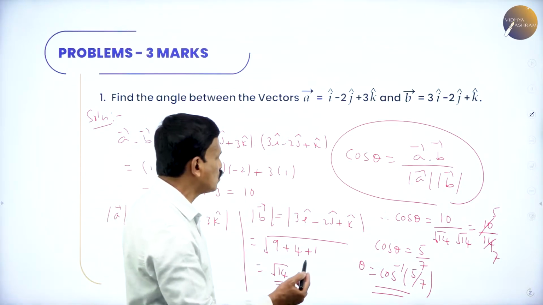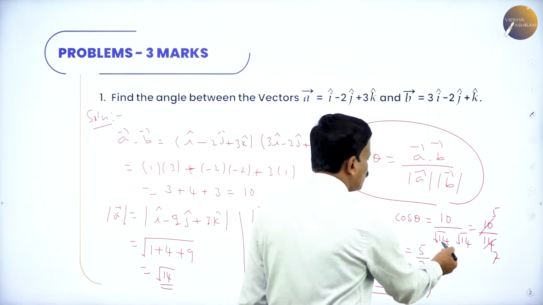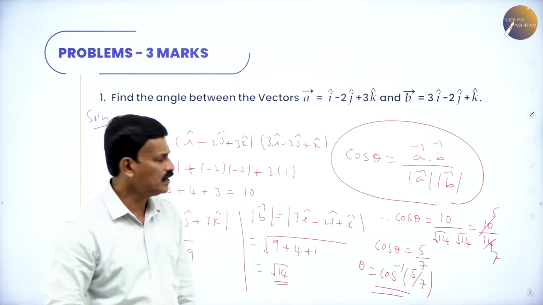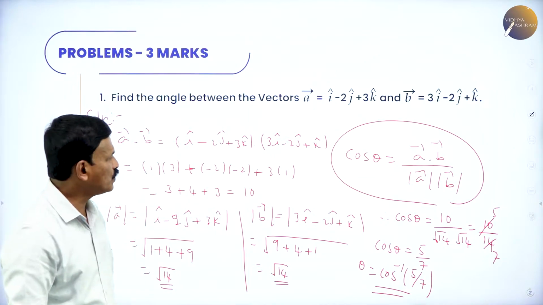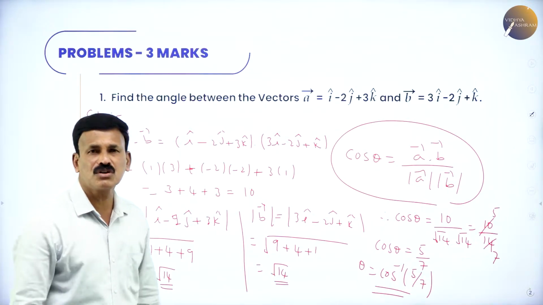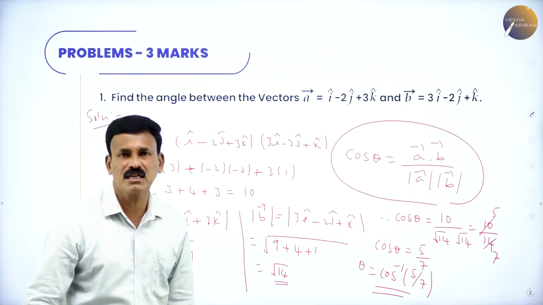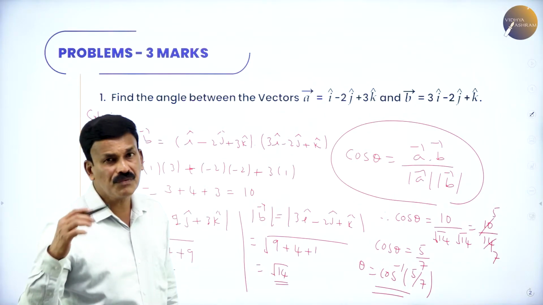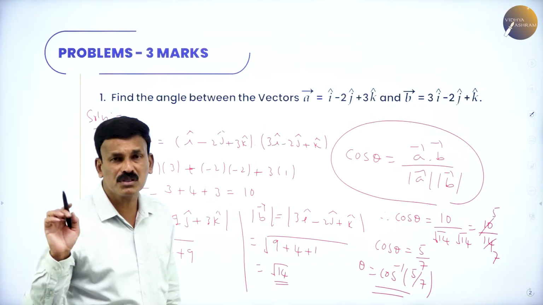Cos theta is equal to A dot B, 10, divided by length of A into length of B. Root 14 into root 14, that's equal to 10 by 14. If you want, you can divide: 2 fives are 10, 2 sevens are 14. Therefore, theta is equal to cos inverse of 5 by 7, the angle of intersection between the two given vectors. Hope you followed. If you do this much, definitely you will get 3 marks.